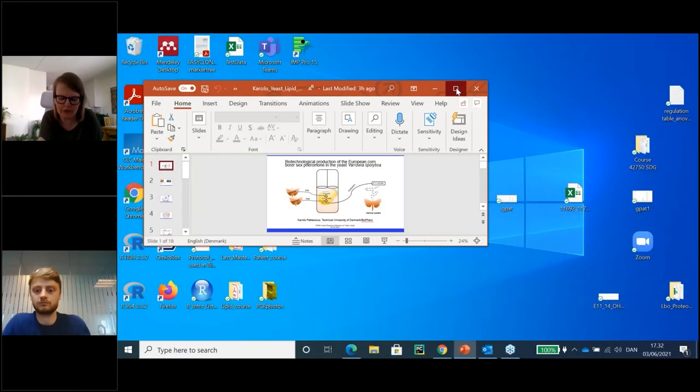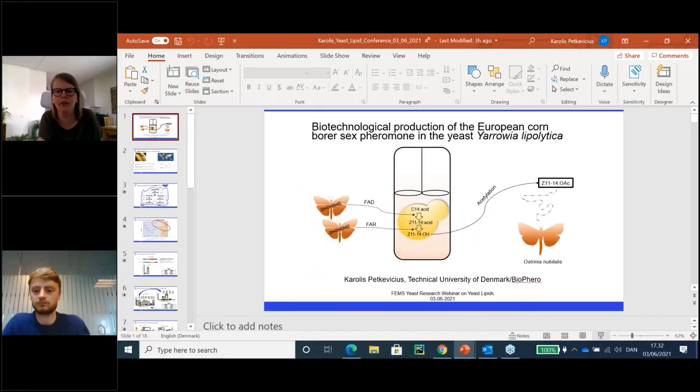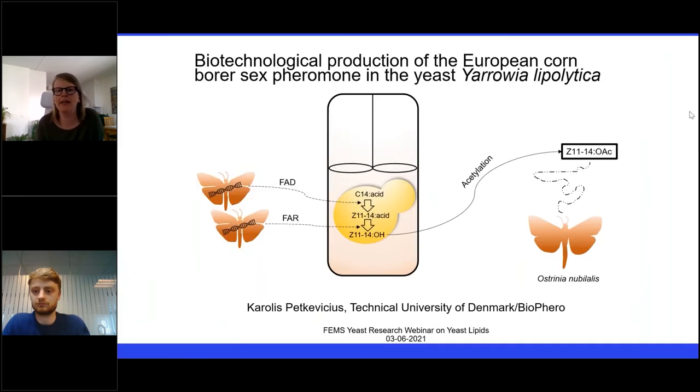That was a nice introduction also to the following talk, which will be by Karolis Petkevicius, who is a PhD student at the Novo Nordisk Foundation Center for Biosustainability at the Technical University of Denmark. He will talk about the biotechnological production of the European corn borer sex pheromone in the yeast Yarrowia lipolytica. So please go ahead.